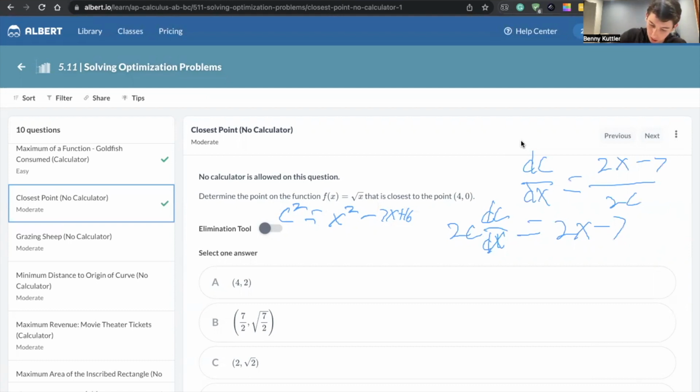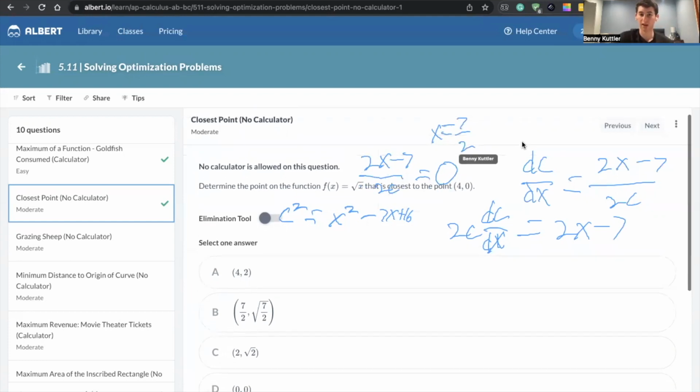So we have 2x minus 7 over 2c equals 0. And the distance is not going to be 0, so c, we can't plug in 0 at the bottom as one of our points. So we have to plug in when the numerator here is 0. So that happens when 2x minus 7 equals 0, and that happens at x equals 7 over 2. So if we look at our answer choices, only one of those has that, but let's finish it off. Now we have at x equals 7 over 2, the derivative is 0. So that means that's when it goes from getting closer and closer to farther and farther.